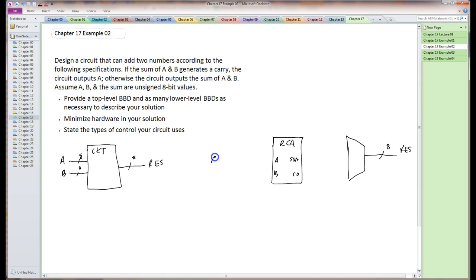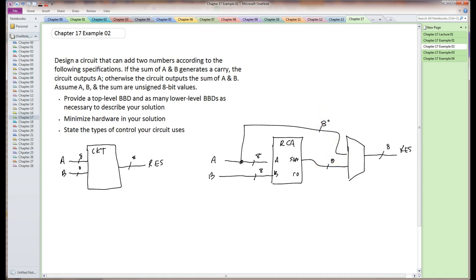We can set this ripple carry adder up by connecting the inputs to what's being added. And the issue here is we're going to read backwards on this circuit. This circuit's going to output one of two things. It's either going to output A or the sum of A plus B. So those are the two inputs to this mux. One is going to be A, and the other one is going to be the sum of A plus B. And these are both 8-bit values.